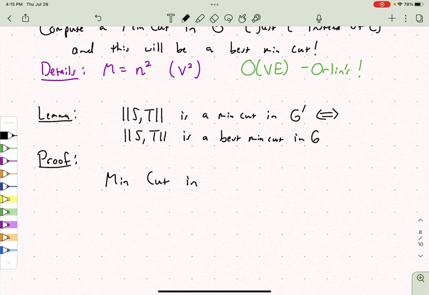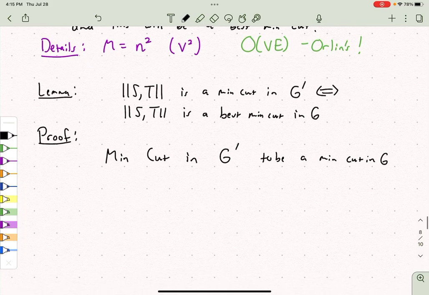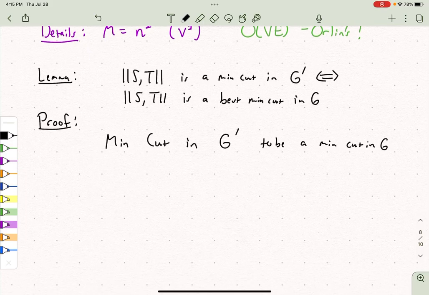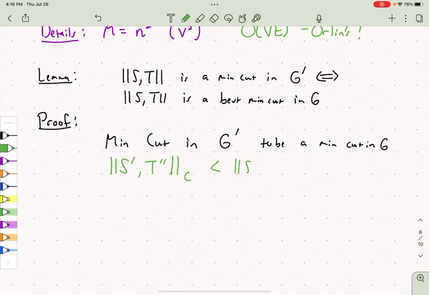in G prime to be a min cut in G, and then we can worry about whether it's best or not. So let's say it was a min cut in G prime. So it minimized the function. And now let's say for a contradiction, there was something smaller. So let's say in G, there was some S prime, T prime of smaller capacity with respect to the original capacity function.